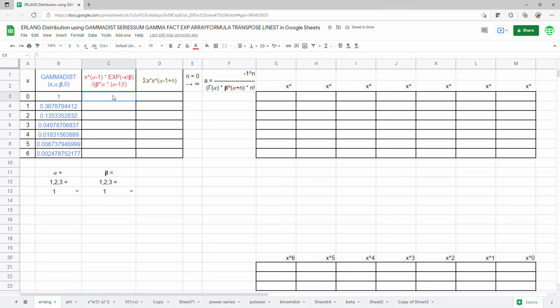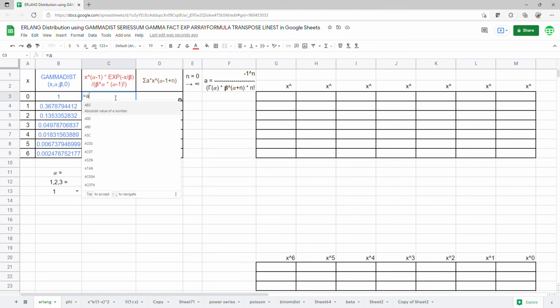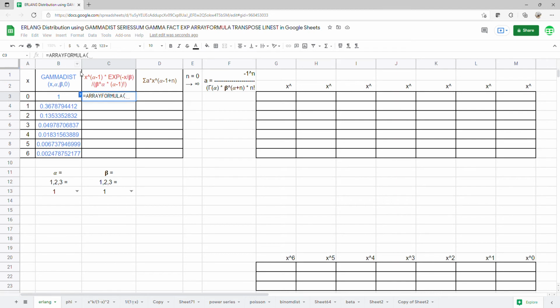Likewise, the Erlang distribution. So this is an array formula. The first part is x raised to the power alpha minus 1. So x raised to the power the quantity alpha minus 1. That's the first part. The second part, e to the power minus x over beta. So exponent minus x over beta. So that is e raised to the power minus x over beta.